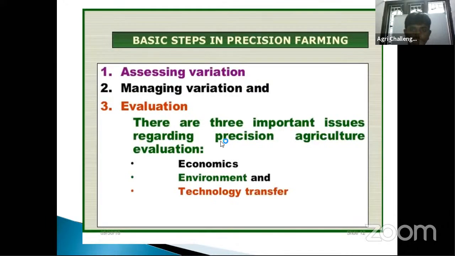Basic steps in precision farming. What are the different basic steps in precision farming? Assessing variation, we already discussed. Right? Assessing variation, find out the variation, then managing the variation. You know the variation is there. Then you have to go for management practices, managing the variation. Then evaluation. Okay, we have done something, but we have to evaluate now.